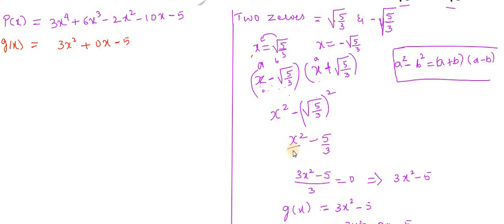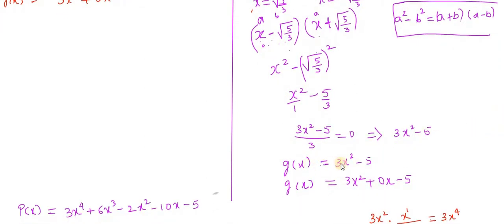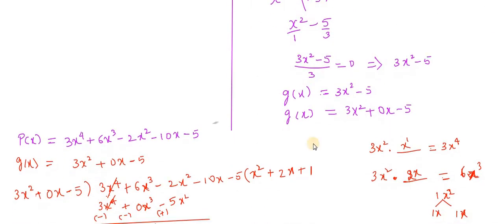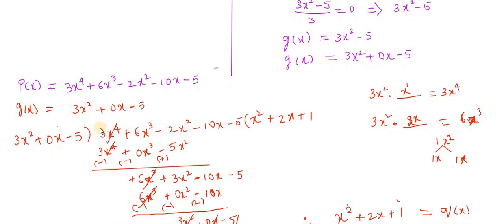Now simplify by cross multiplication: 3x square minus 5 divided by 3 is equal to 0. So 3x square minus 5 is the g of x. It is not in the standard form, so we need to write it in standard form, that is 3x square plus 0x minus 5. I hope all of you understood. After that, take p of x and g of x and divide, and you'll get the answer.